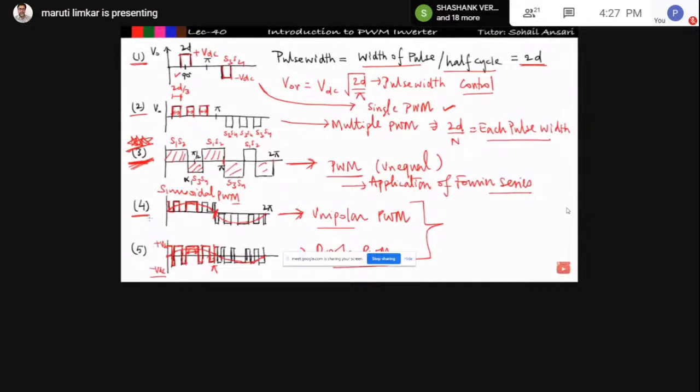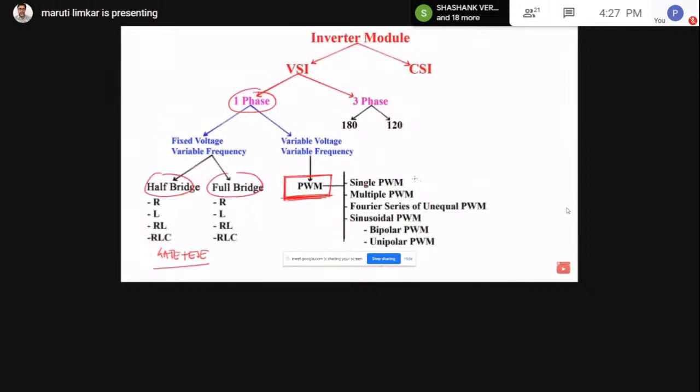Got it? So I divided the PWM inverter like this. First, I will talk about the single PWM, then multiple PWM, then we will see the Fourier series, and this is really important. If anyone has a fear of Fourier series, just watch this lecture. This will be, I think, the coming lecture, that is the application of Fourier series of unequal PWM.